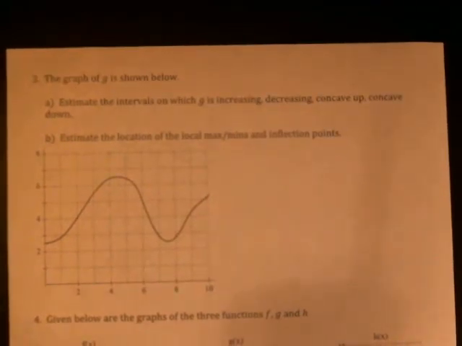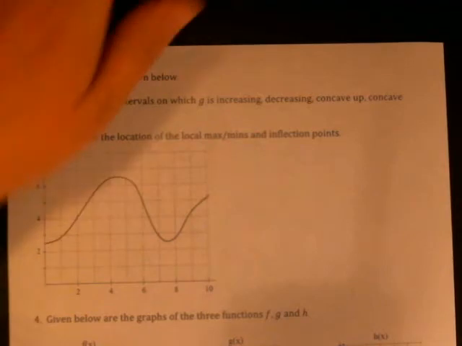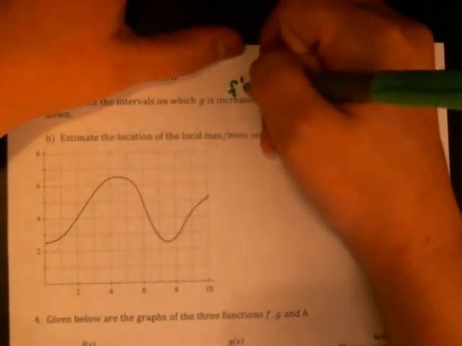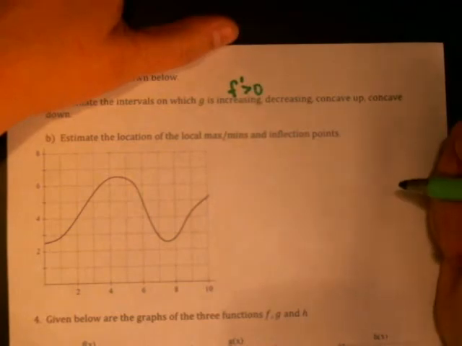Okay, so this is supposed to be the graph of function g, and we're supposed to figure out the intervals on which the function is increasing, decreasing, concave up, and concave down, and then talk about the location of the local maxes and mins. So let's start with increasing. Increasing means your y values are getting bigger or your slopes are positive. So we could interpret this as f prime is greater than 0. That's the calculus version of increasing.